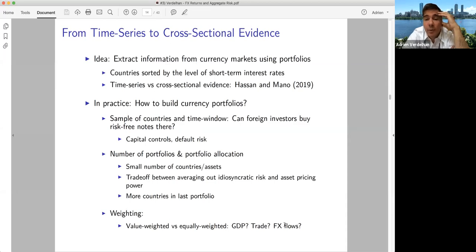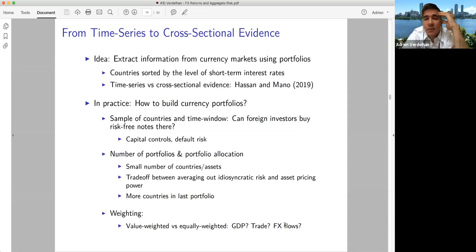There's a really cool paper by Hassan and Mano in the QJE that shows you exactly how to go from the time series to the cross-sectional evidence. Here, I'm just going to show you how to do it in practice. So once you say you want to build some currency portfolios, okay, that's all cool. Of course, it's not a new idea for currencies only, because people have been building portfolios of equity and bond returns for decades, right? Think about the work of Fama and French.